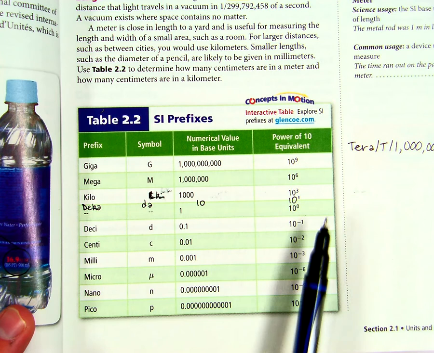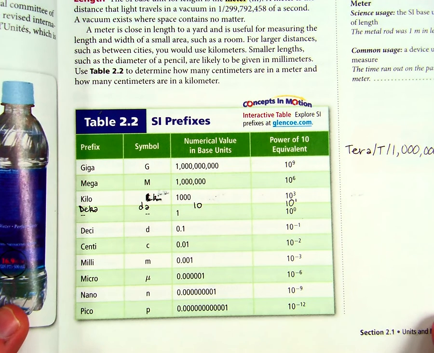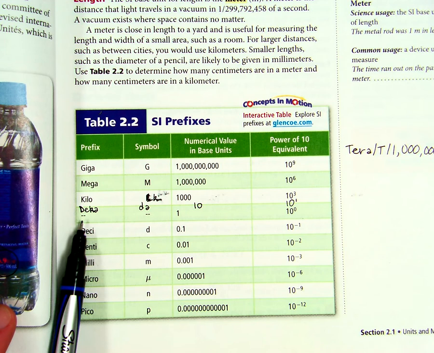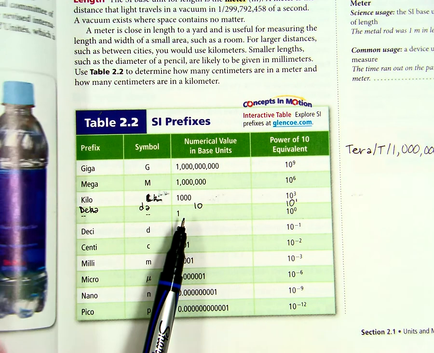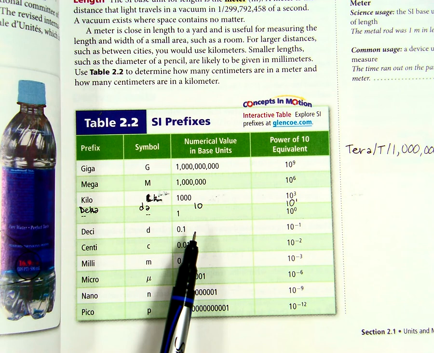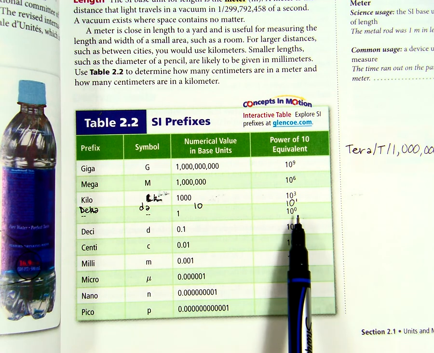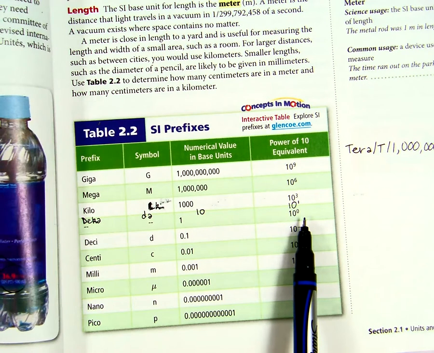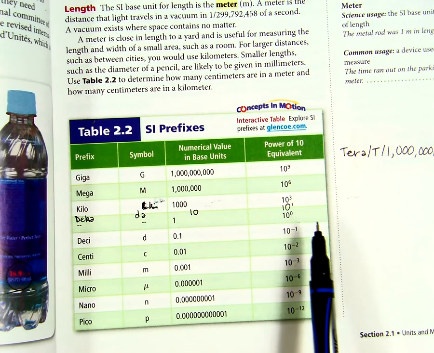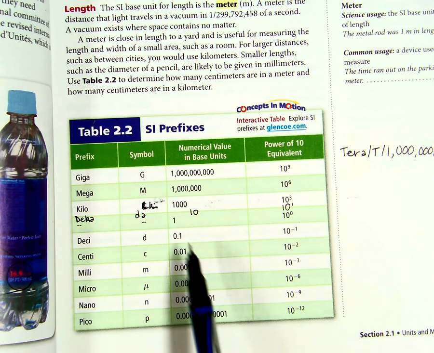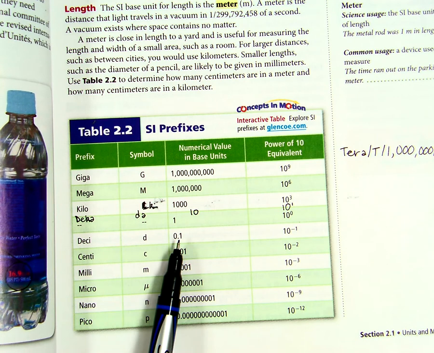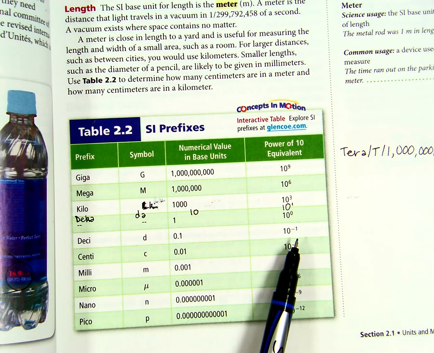You can see here, starting in the middle of this table, with no prefix, that just means we're talking about a single value of the unit. So 1 meter, 1 liter, 1 second, doesn't matter. Power of 10 equivalent being 10 to the 0. As you know from math, anything to the 0 power is 1. If I want to make the unit smaller, I can use these prefixes down here. I can see that the prefix deci means 1/10, or 0.1, or 10 to the negative first. Centi, 0.01, 10 to the negative second, etc.